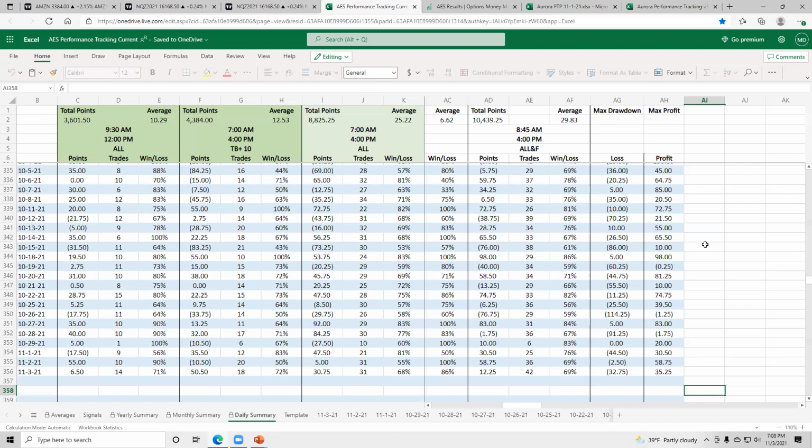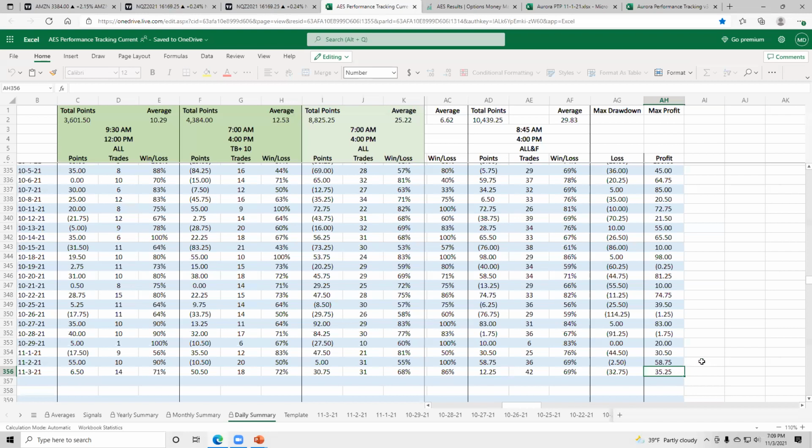All right, so we're going to go to the personal trading plan here in just a moment, but I want to point out a few things. So today we finished with 12.25 points. You might look at that and go, well, if I was trading that and my target was 20, I fell short. Well, actually, no, you didn't.